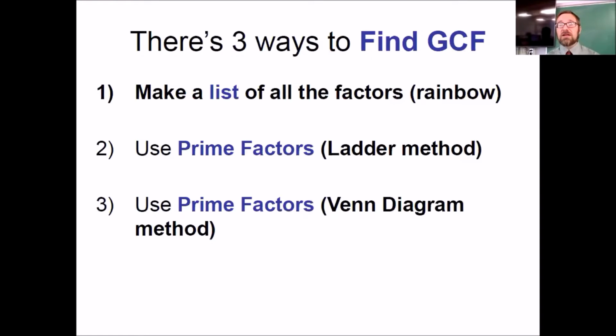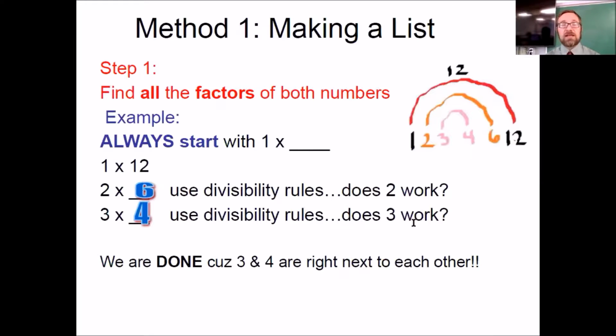Three ways to find greatest common factor. This concept, rainbow, ladder method, Venn diagram method, are just ways that this PowerPoint shares it. I picked this PowerPoint off online, but this is something we've already kind of looked at a little bit, but you want to find the one that works best for you to find greatest common factor and keep that consistent. This is the first method, which is making a list of them.